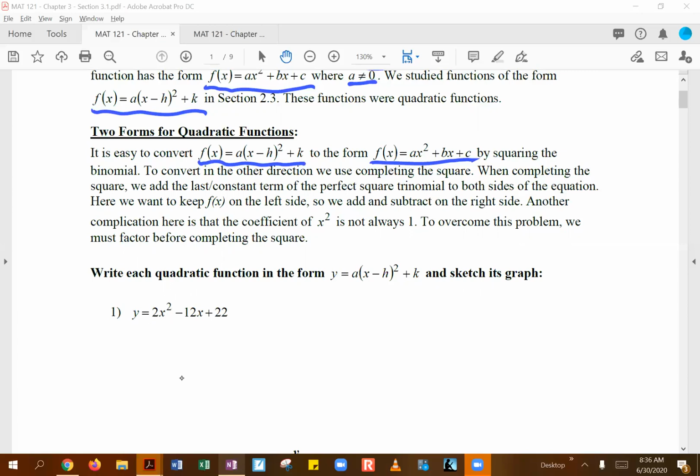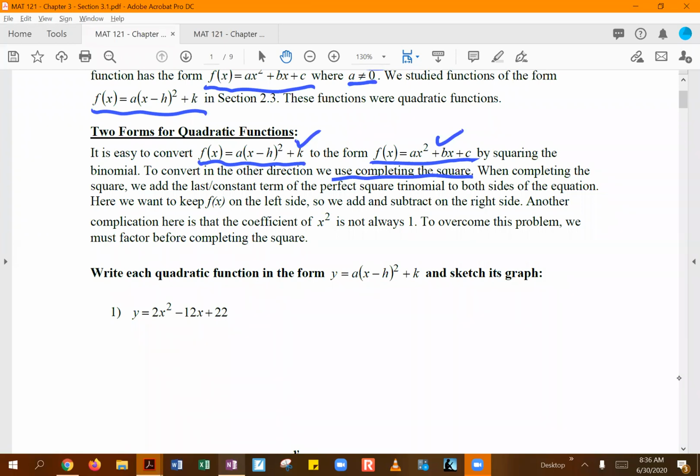Okay, so as I was saying, it's easy to convert from the transformation to the standard form. What you do is you start by squaring that x minus h quantity squared. So you would do a FOIL on that. We would then distribute the value of a, and then of course bring the k into our calculation. So going from the transformation form to the standard form is actually very simple and straightforward. But when you have to go the other way around, so if I want to go from the standard form into the transformation form, we will be needing to use completing the square.